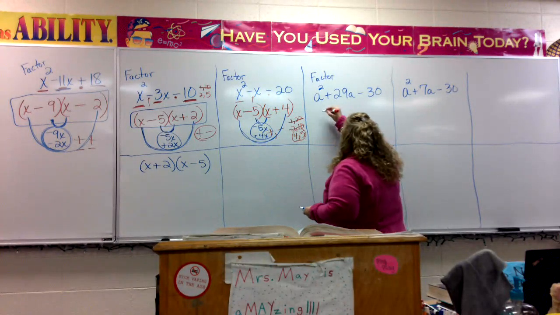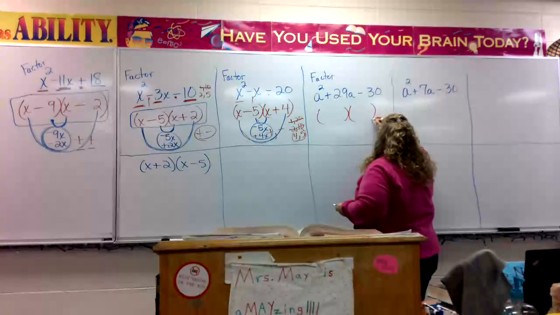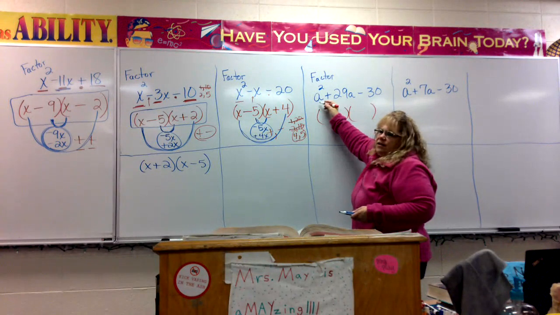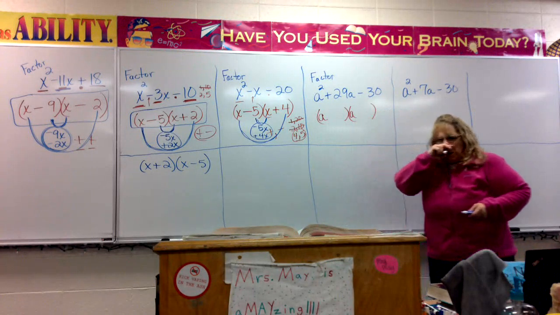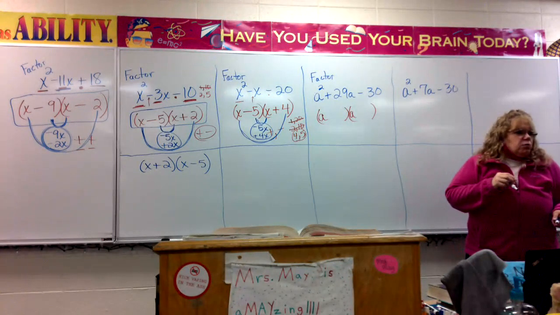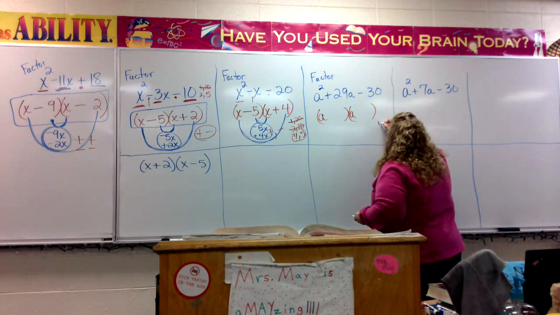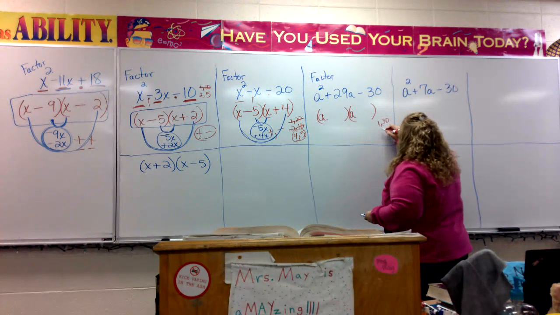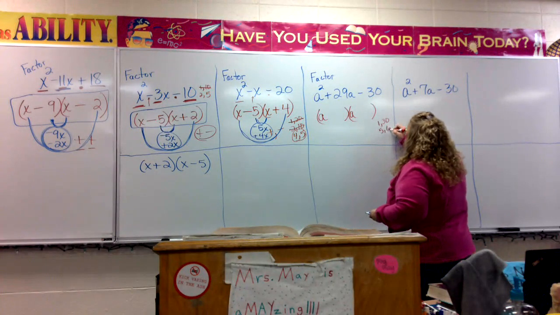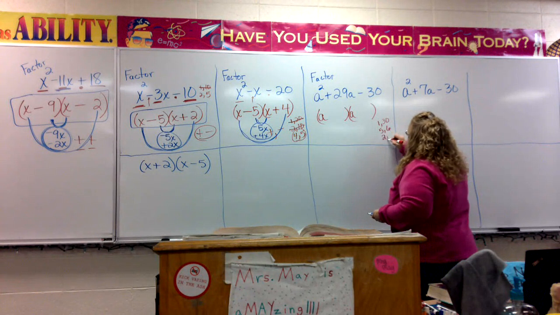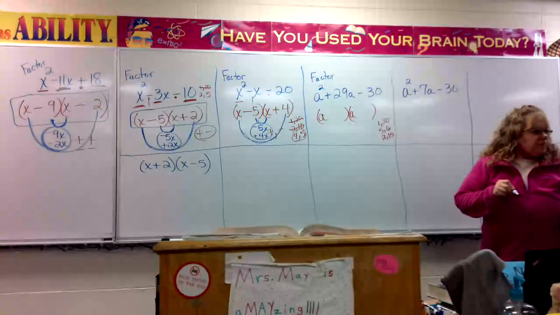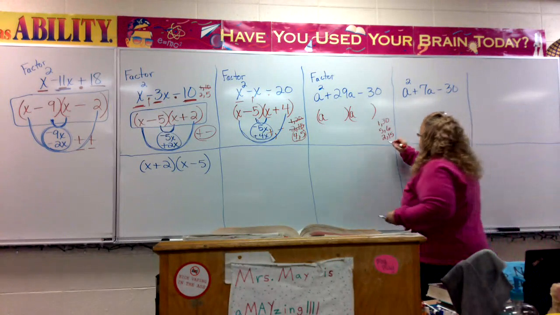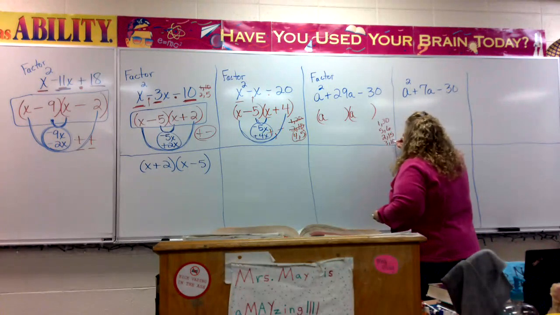How about this one? A squared, that one's good. That has to be A and A. What about the 30? What are my factor pairs? Could be 1 and 30. What else? 5 and 6. What else? 2 goes in there. And what else? 3 and 10. Holy cow, there's a bunch of them.